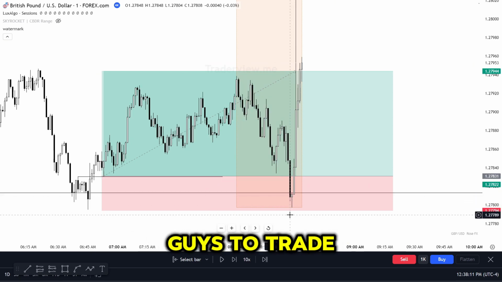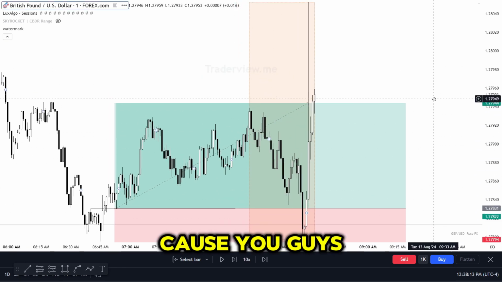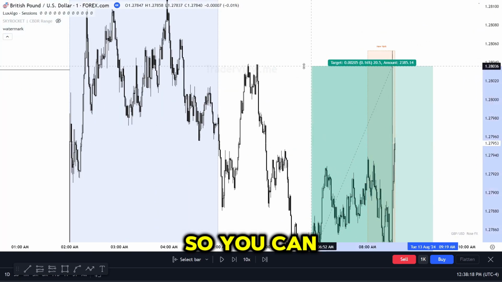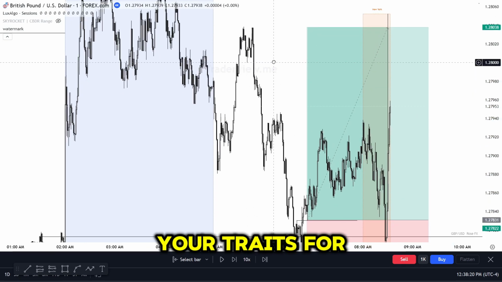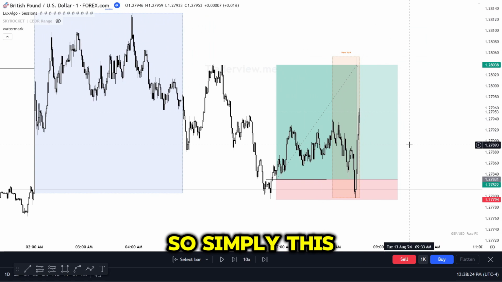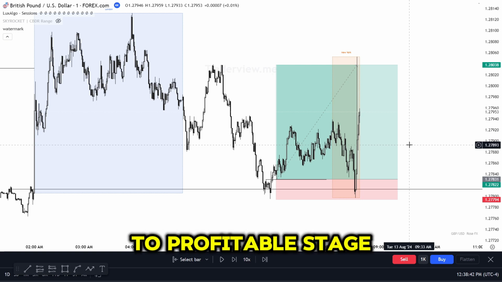Actually, I recommend you guys trade on kill zones, because you can see the power of kill zones, right? So you can easily capture your trades for 20 pips if you are using this thing. So simply the concept is, if you are using the market makers model, you can easily trade. It's a confluence and it is the base of your trades. So using the market makers model and having a clear idea of liquidity will make you profitable, guys, trust me. That's how I went to the profitable stage.